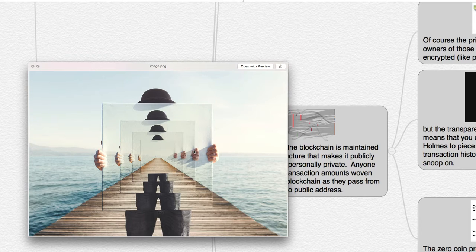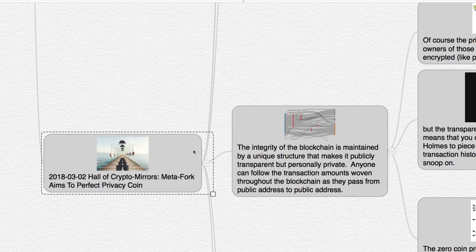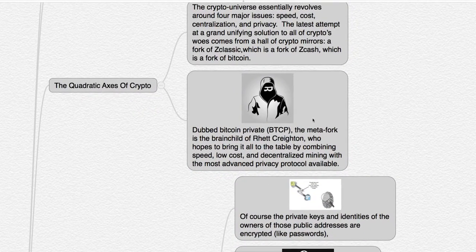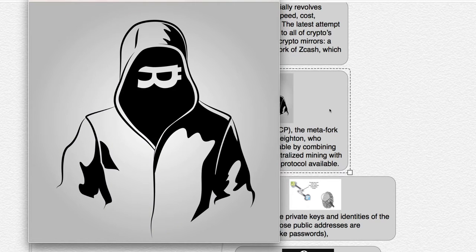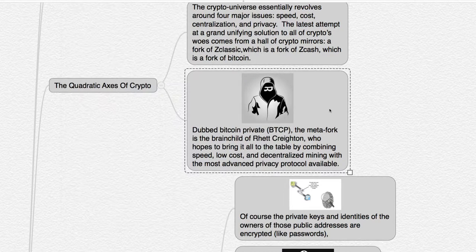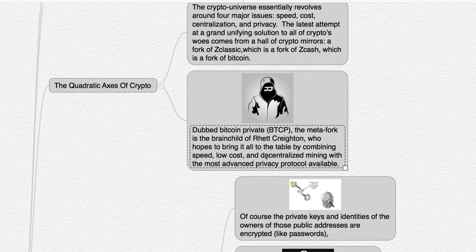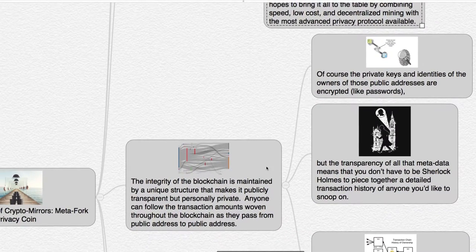It's a fork of Zclassic, which itself is a fork of Zcash, which itself is a fork of Bitcoin. And the name, tentatively, and I think this will be the name, is going to be Bitcoin Private. I'm calling it a MetaFork because it's so many layers of forking here. And it's the brainchild of Rhett Creighton, who hopes to combine speed, low cost, and decentralized mining with the most advanced privacy protocol available.